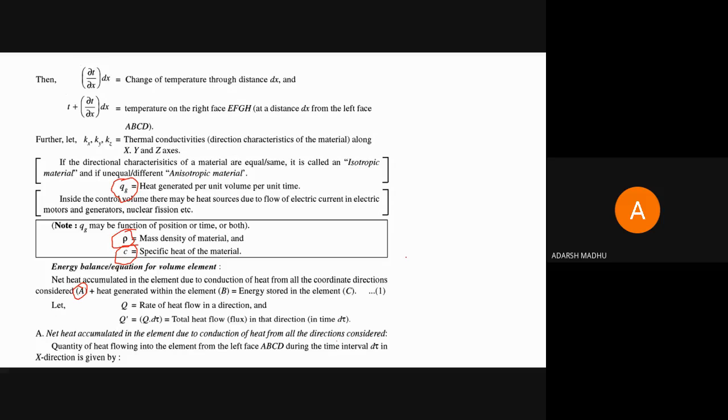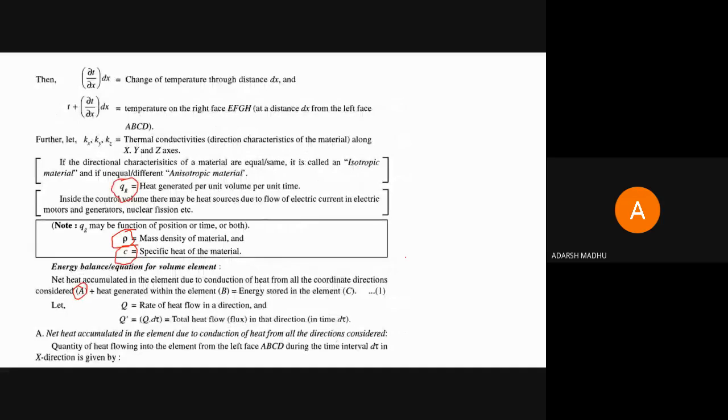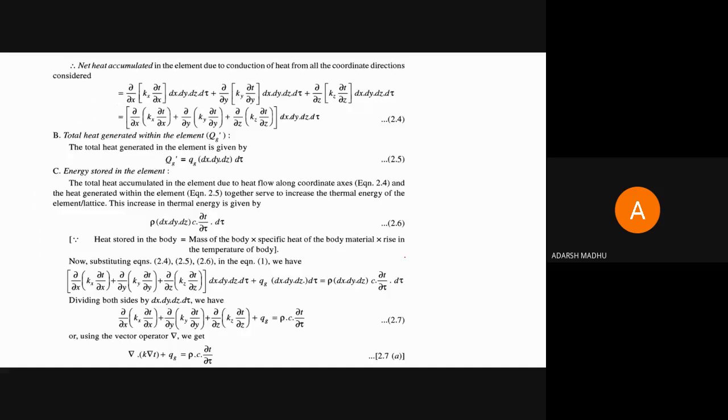Just looking at what we have studied: we studied the heat conducted in the x direction, and of course in the y and z directions, and we take the summation. Together we get the A term, that is, the net heat accumulated in the element due to conduction of heat from all directions, x-axis, y-axis, and z-axis. For the second term, B, we derived that Q dash g equals qg into dx dy dz. Now let's look at dx dy dz.